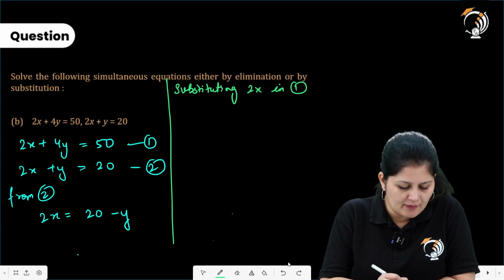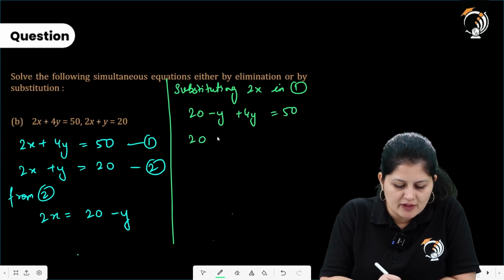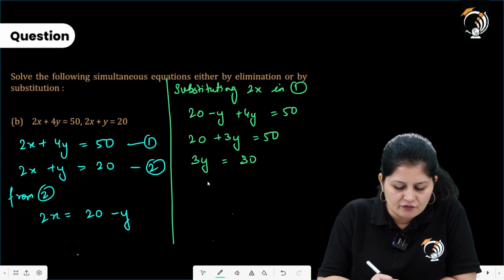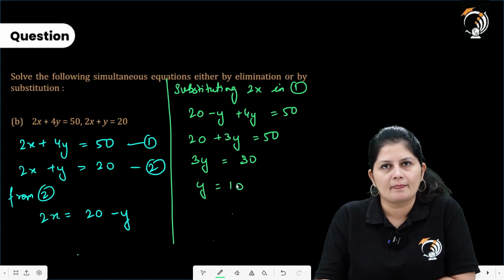So here we are going to get 20 minus y plus 4y is equal to 50. So it is going to be 20 plus 3y is equal to 50, right? So that is going to be 3y is equal to 30. So we are getting y is equal to 10 here. That is what we are getting. Clear?